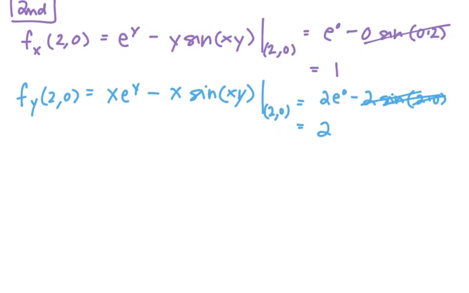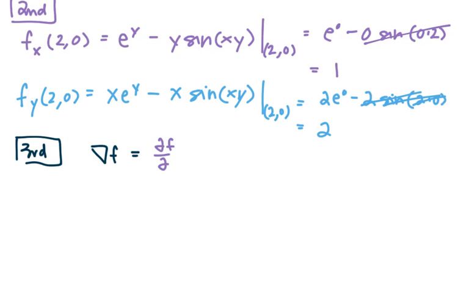So now that I know those two pieces, I know my gradient of f. Recall the definition we just stated. The gradient of f, or del f, is going to be the partial of f with respect to x times my vector i plus the partial of f with respect to y, again evaluated at that point, times j. So the gradient of f is going to be 1i plus 2j.